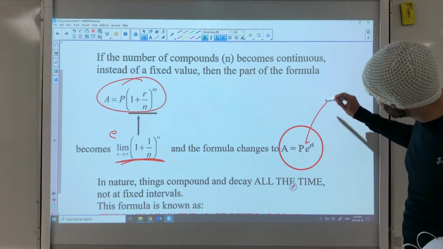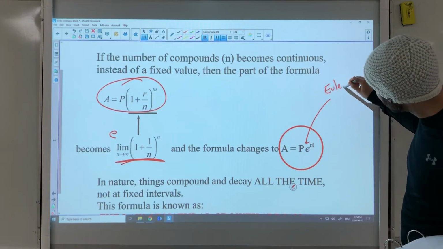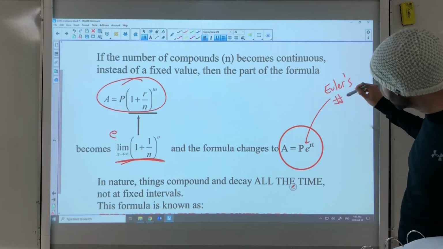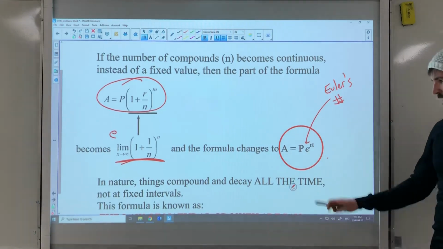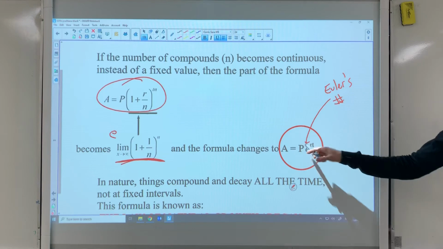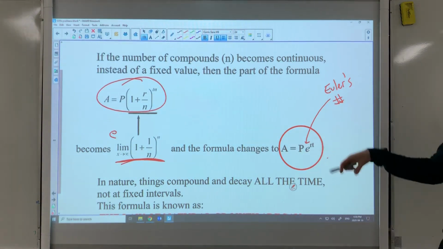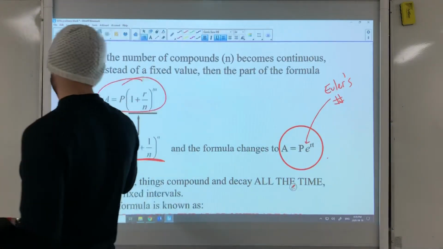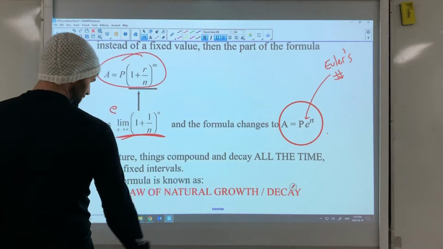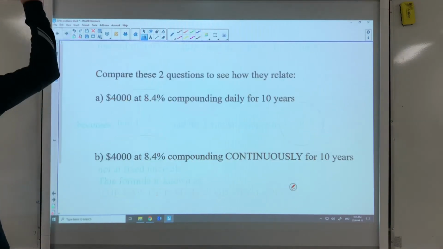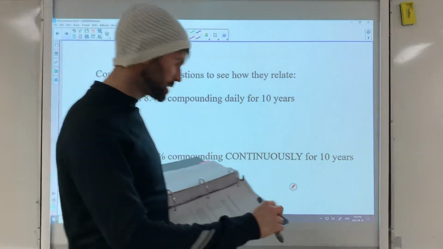So that's actually Euler's number from the other day. Okay, so this you'll have to remember: A equals Pe^(rt), P times e raised to the power of r times t. That's called the natural growth and decay formula. Let's use it. Let's compare some questions first.